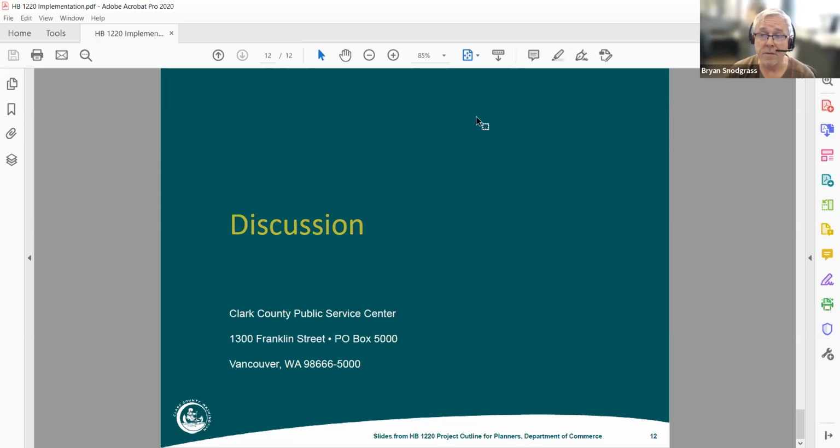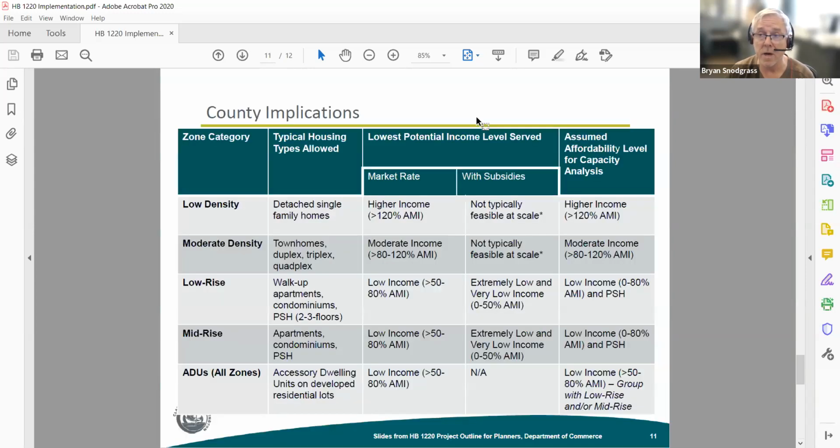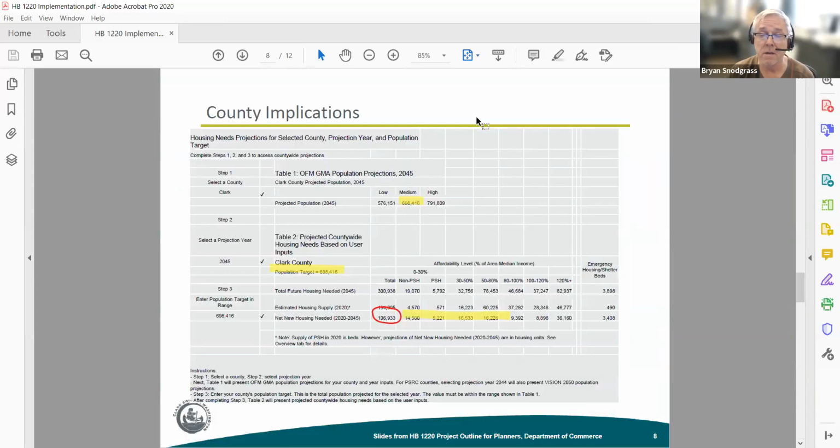It looks like under the medium countywide forecast, there would be 50,000 housing units that would need to be provided countywide for households under 80%. Most of that 50,000 is actually going to need to be below 50%. So we're not quite sure what to do.